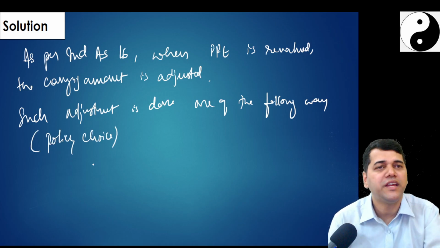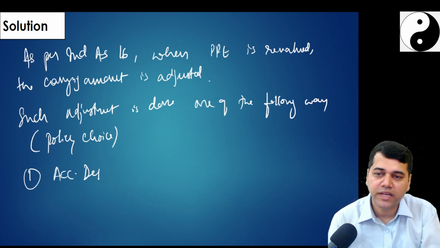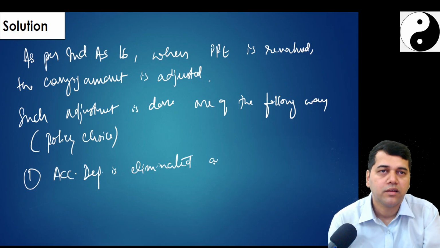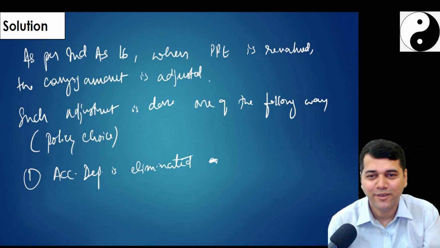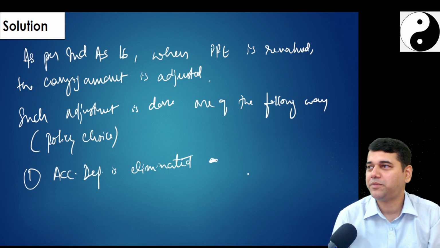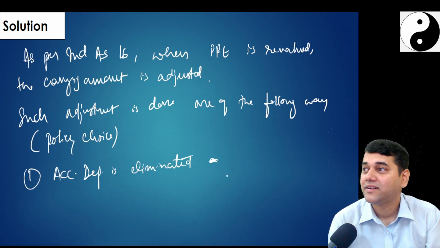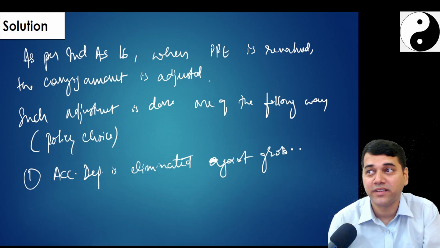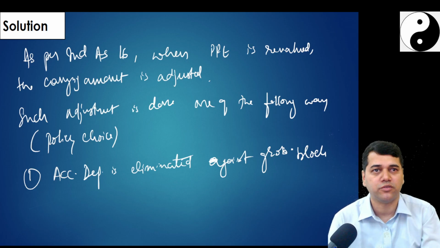See, you communicate very clearly what your idea is. One, accumulated depreciation is eliminated. Is my answer complete? Can you help me to complete this? Accumulated depreciation is eliminated against gross block. Okay, you can say against gross block. See, this is a complete sentence. They may not go that minutely, but you have got practice, no?